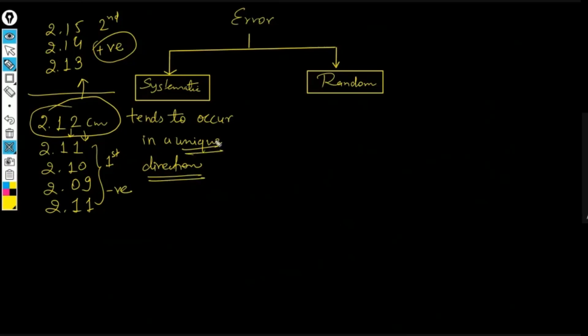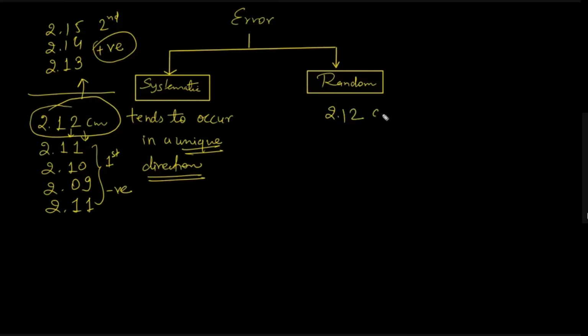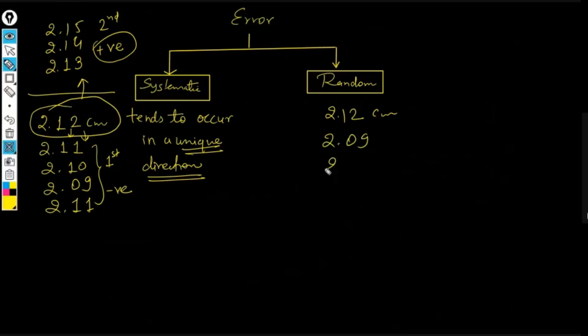Now suppose a student is performing the same experiment. He wants to measure 2.12. Once he gets the value 2.09 and the second observation gives 2.14. Again, there might be a positive value, there might be a negative value. So this is random change, and it is known as random error. I hope you are clear with this.